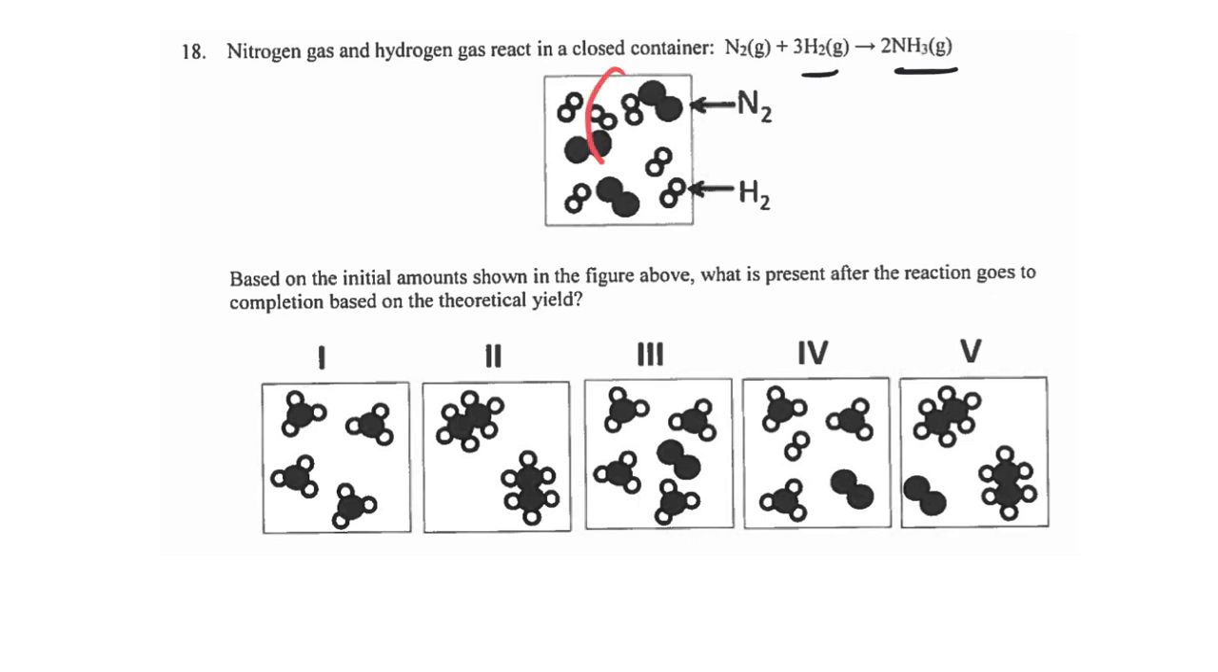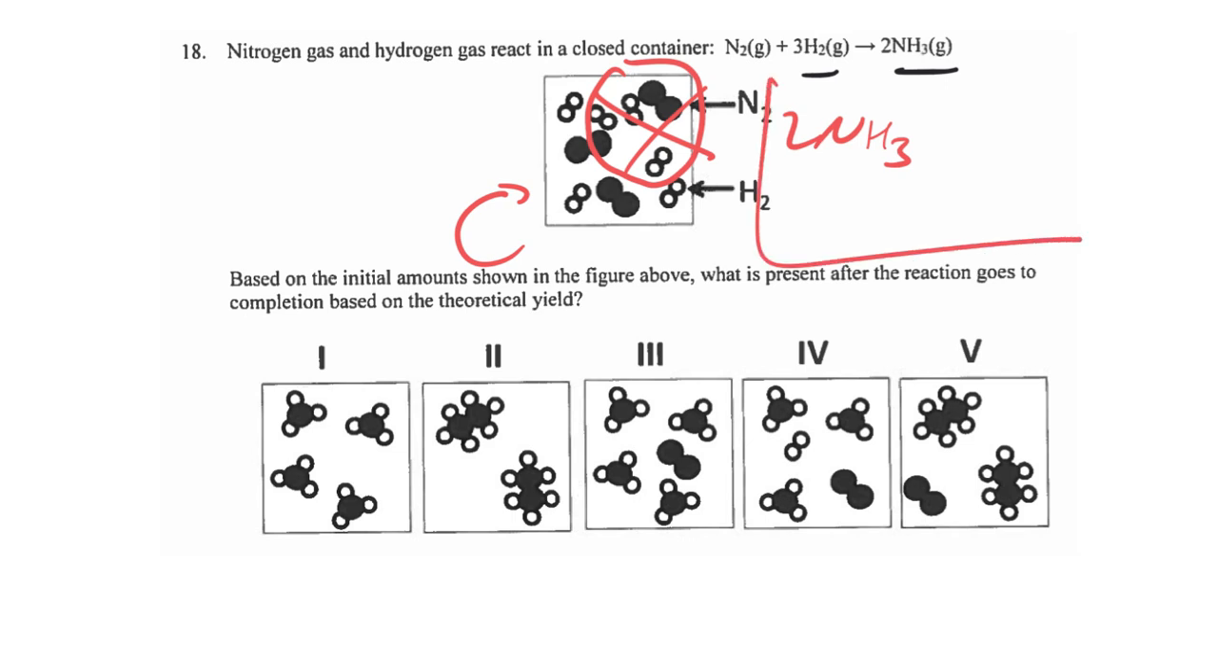But so if we imagine lassoing out an N2 and 3 H2s, then those are the connection of atoms that should be able to react together to produce 2 NH3s as a result. And so the question is asking, based on these amounts in this box here, what should be present after the reaction goes to completion? So if the reaction in the box here goes to completion to form ammonia, what should we get? Well, the atoms I've circled would be replaced by 2 ammonia molecules. And so I should have 2 ammonia molecules in my product box.